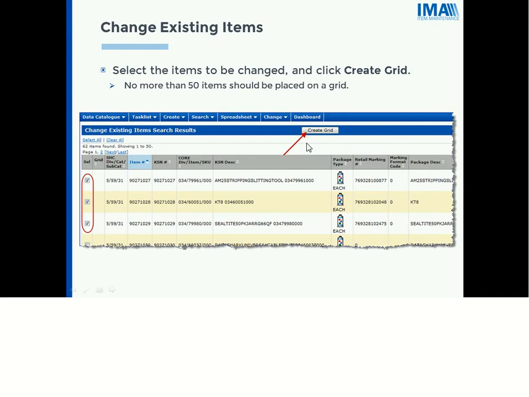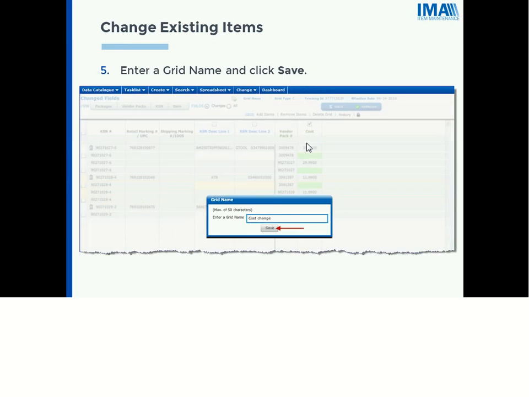So as a reminder, no matter which option you use, be sure that you don't put more than 50 items on the grid. It can really start making it run very slowly, and it can slow the system down. And then you just enter a grid name and you click Save.